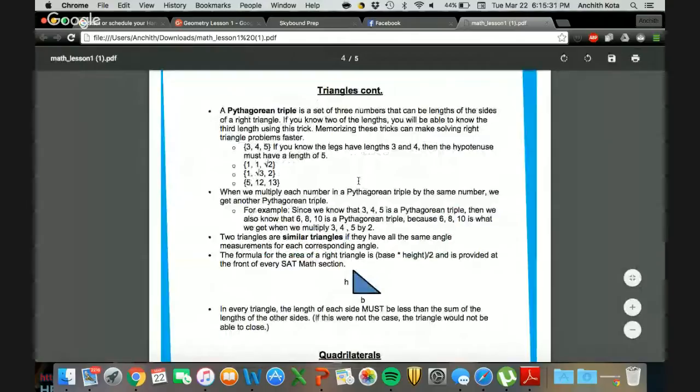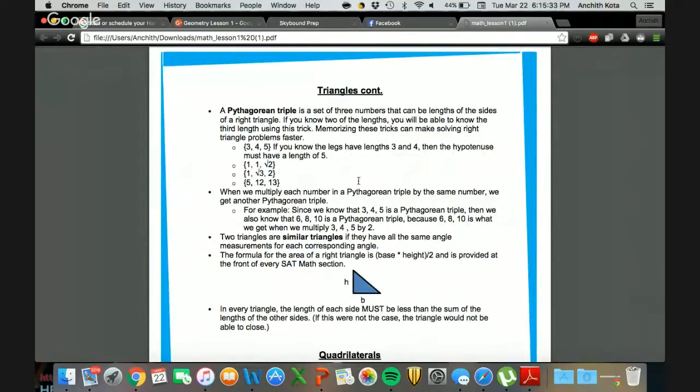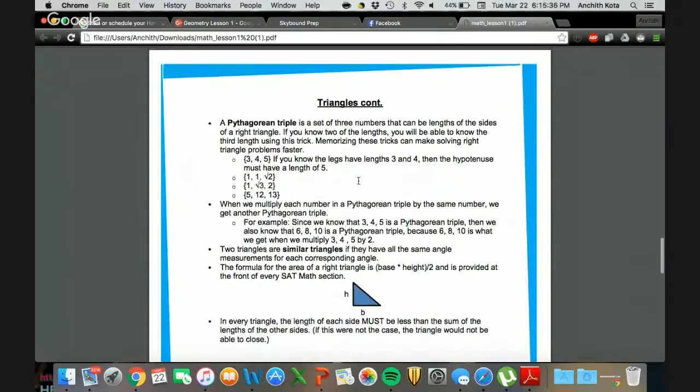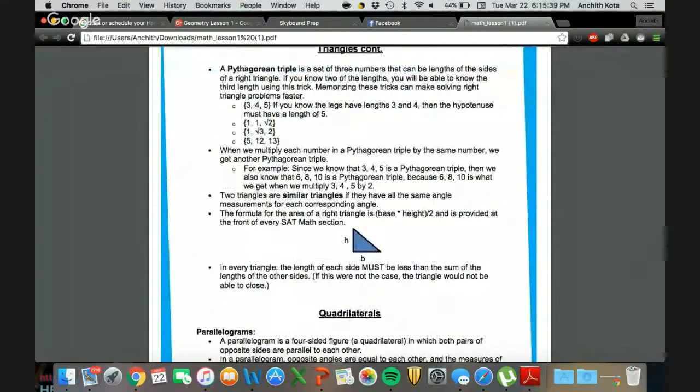Let's talk about Pythagorean triples. They're pretty much numbers that fit the Pythagorean formula we just learned. For example, 3, 4, 5 fits, so that's a Pythagorean triple. Same thing for 1, 1, root 2; 1, root 3, 2; and 5, 12, 13. It really helps to memorize these on the SAT, so you don't have to do the math. All multiples of Pythagorean triples are also Pythagorean triples. If we multiply 3, 4, 5 by 2 and get 6, 8, 10, that's also a Pythagorean triple, and it works in the Pythagorean formula.